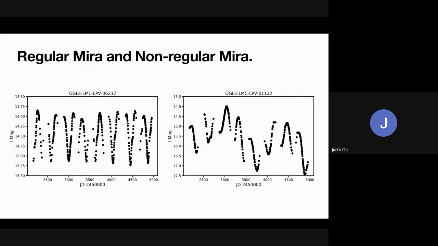And next, in the Magellanic Cloud Miras, we can see these two kinds of light curves. On the left hand side is the normal Mira, a regular Mira. It has a clear periodicity, and we can see its light curve is very regular. And the right hand side is a non-regular Mira. This not only has a single period, it also has some long-term trend or multiple periods. It shows not simply one periodic performance.